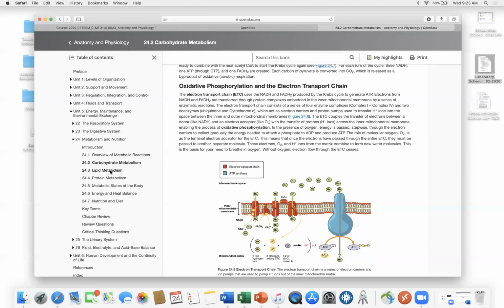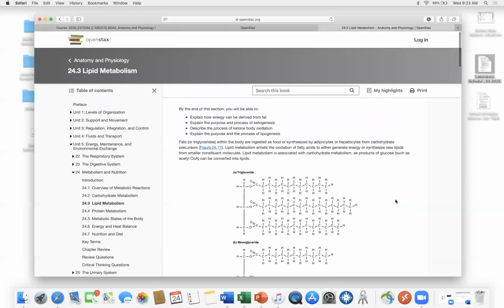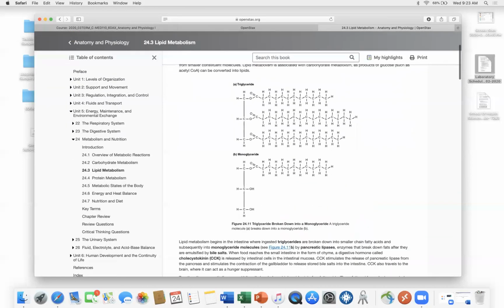Now, let's look at some breakdown of lipids. And this is a triglyceride. So let's look at the word triglyceride. And you'll see it abbreviated as TG in lab reports and things of that matter. So it's 3 glycerides, 1, 2, 3, which are long chain carbohydrates, which are essentially fatty acids. So they can get broken down into monoglycerides.